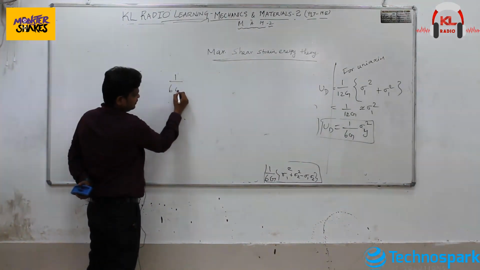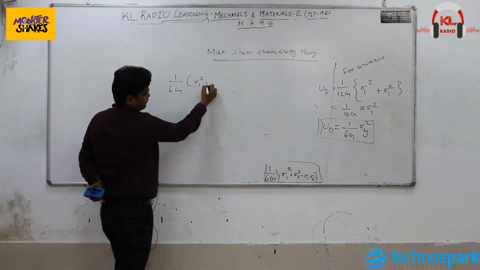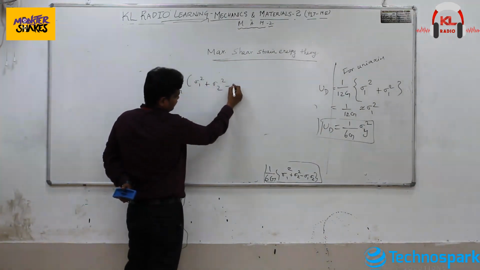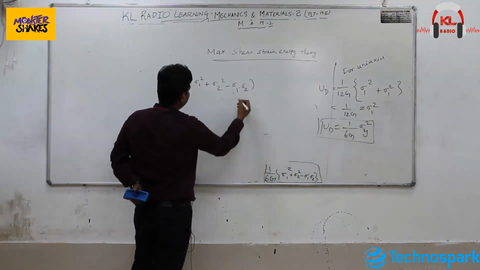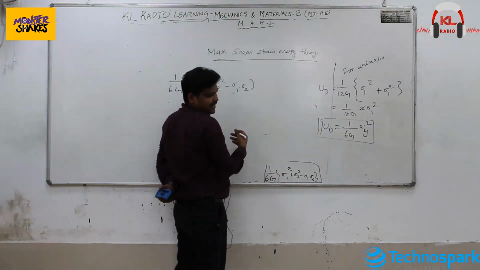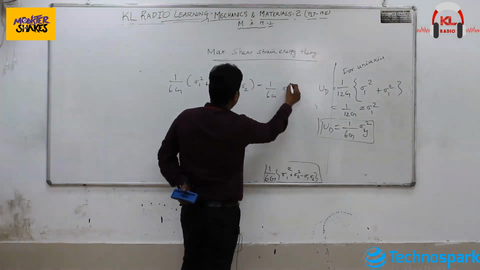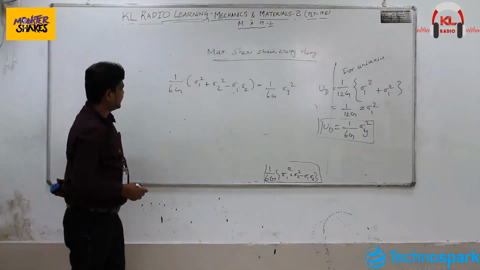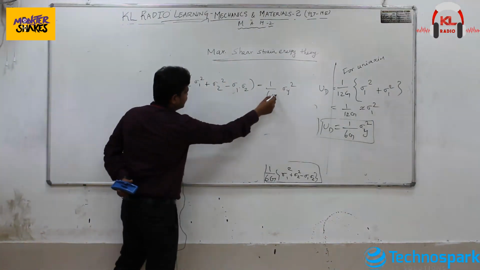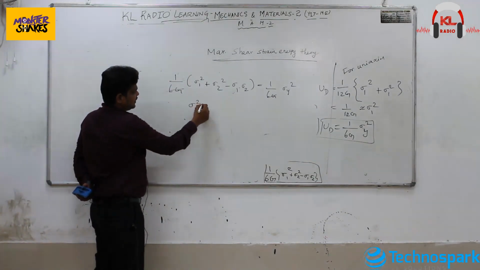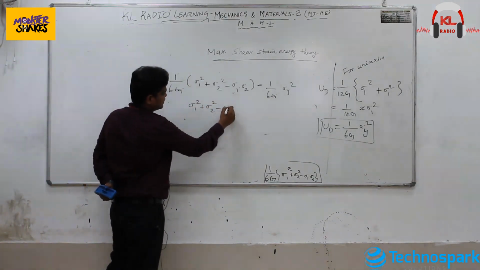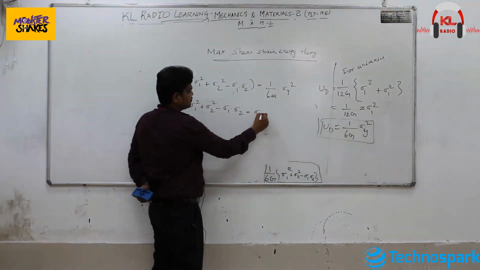1 by 6G (sigma 1 square plus sigma 2 square minus sigma 1 into sigma 2) for a maximum limit is equal to 1 by 6G sigma y square. Right. So, the 1 by 6G being cancelled, sigma 1 square plus sigma 2 square minus sigma 1 into sigma 2 is equal to sigma y square.